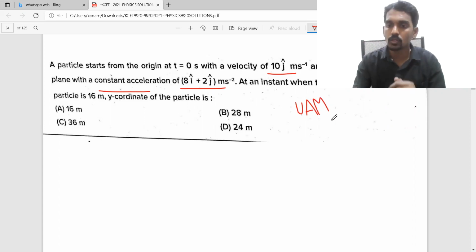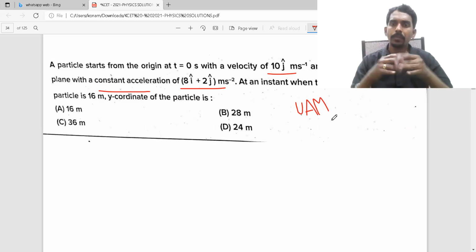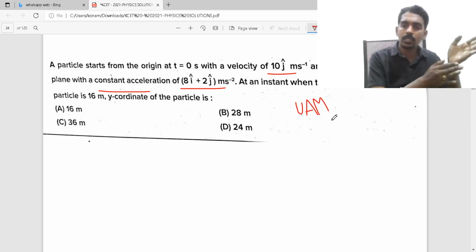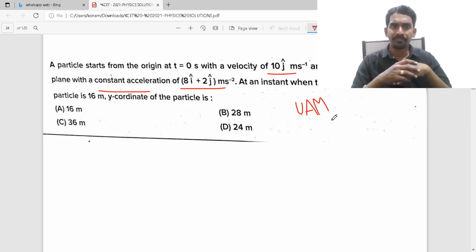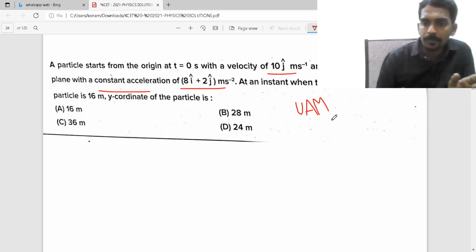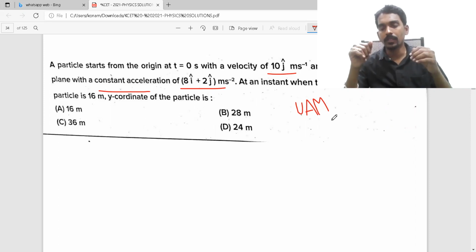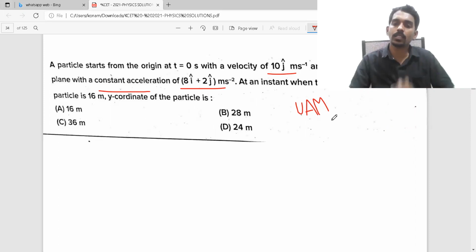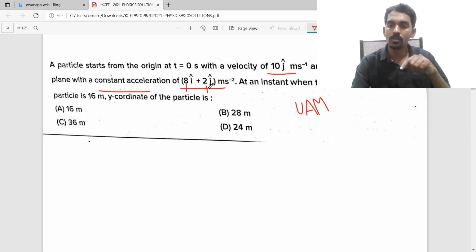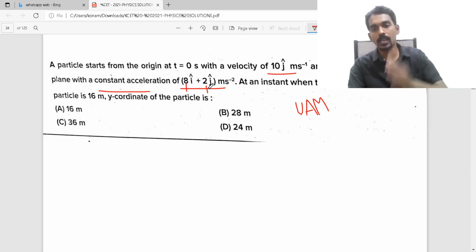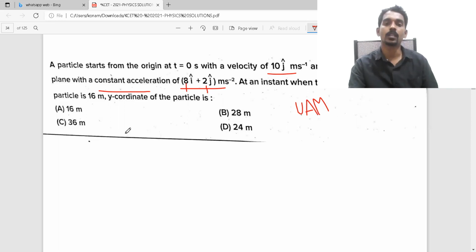But here the problem is you should have the idea that if it is two-dimensional motion, you have to do it separately. Like x direction separately, y direction separately. What is the meaning of that? For uniformly accelerated motion, we have the formulas v equal to u plus at, s equal to ut plus half at square, and v square minus u square equal to 2as. As acceleration is there in the x-axis as well as the y-axis, this is x acceleration, this is y acceleration. You need to take those equations for the x direction separately and the y direction also separately.